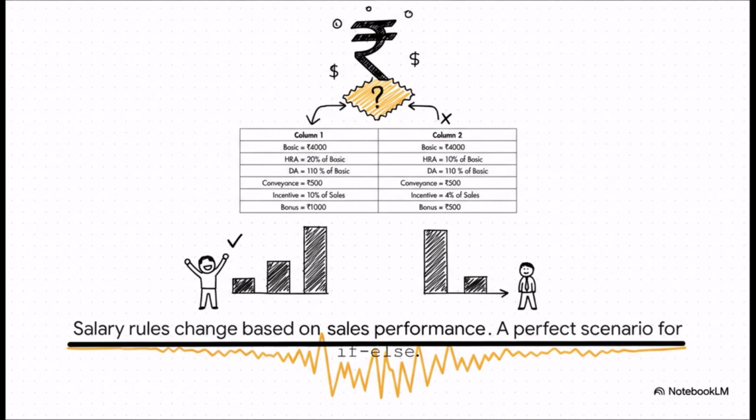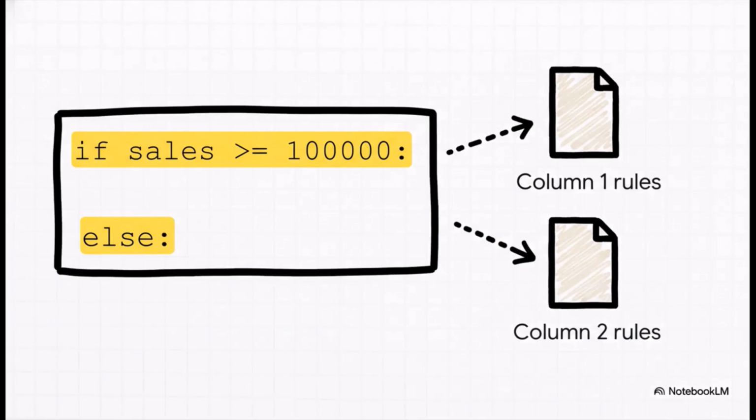This is the perfect job for an if-else statement. And look how cleanly we can translate those business rules right into Python code. We just ask the question, if sales is greater than 100,000, if that's true, we run all the calculations from column 1. Else, which means if sales were anything less than 100,000, we use the rules from column 2. It's a perfect one-to-one mapping from the problem to the solution.